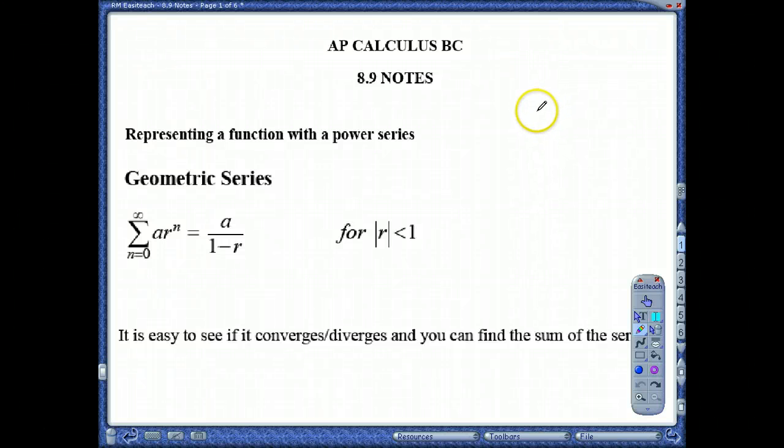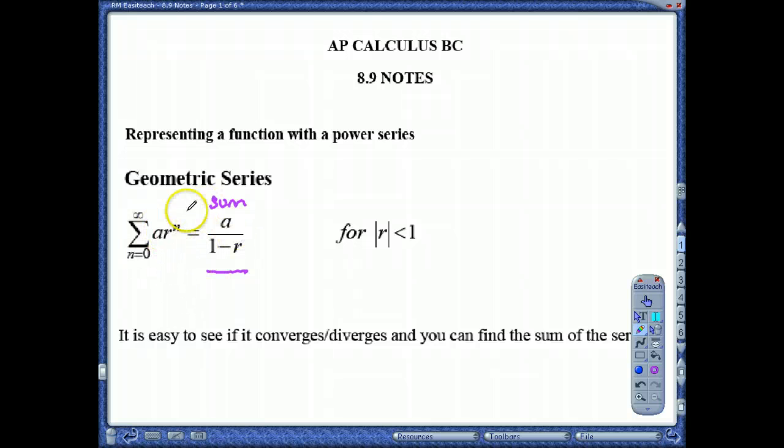Welcome to section 8.9, where we're going to represent a function with a power series. One of the power series that we know a lot of information about is the geometric series. We know that the sum of a geometric series is a divided by 1 minus r. We know what that geometric series looks like. So any function that's in this general form, we would be able to represent it as a geometric series.